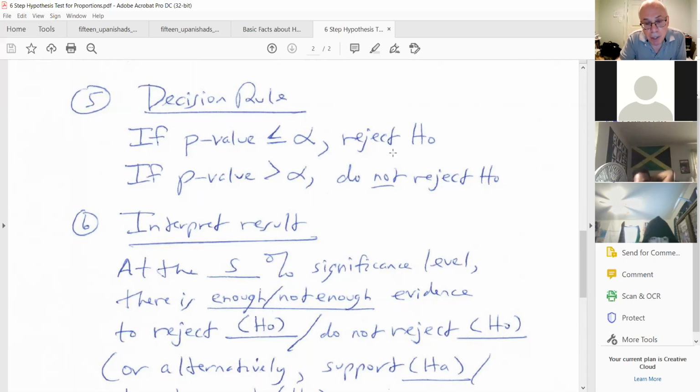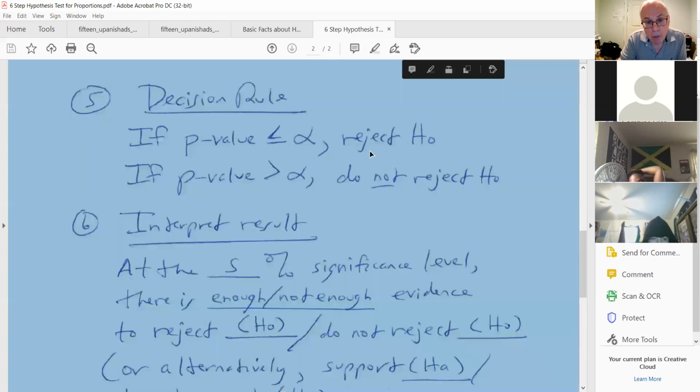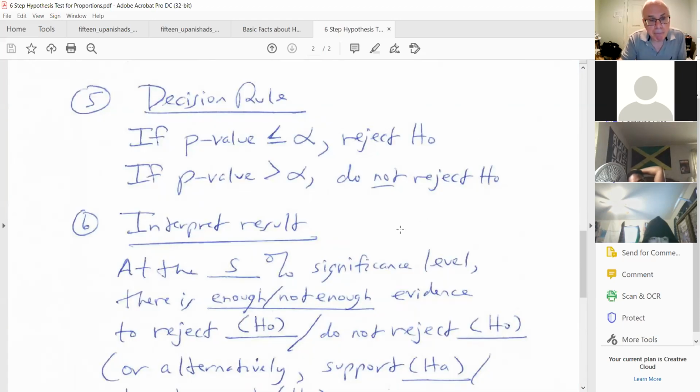So that's basically what you're going to write here in your decision rule. For example, if the p-value is 0.03 and your alpha is 0.05, you're going to say, since the p-value of 0.03 is less than alpha of 0.05, I'm going to reject the null hypothesis, and just write it that way. All right? That's your decision rule.